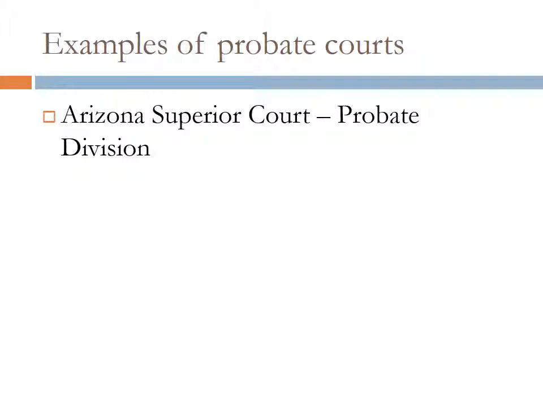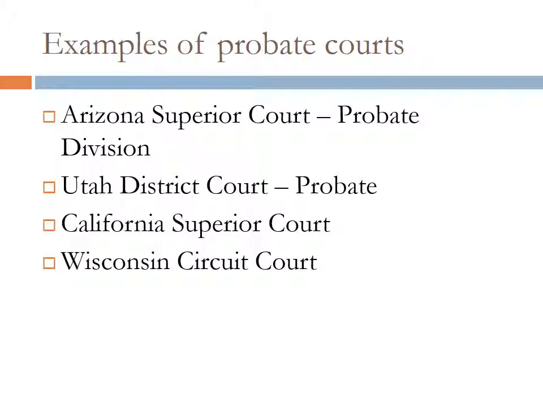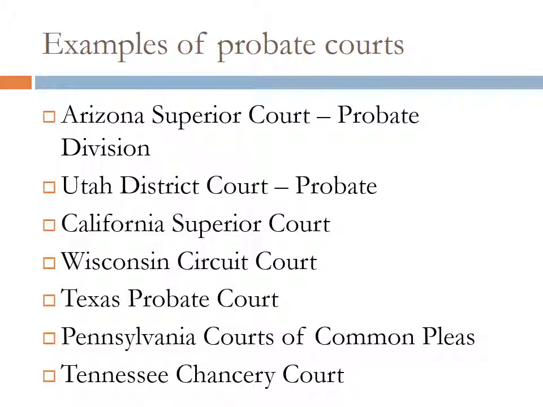In Arizona, they're called the Arizona Superior Court, and it's the probate division of the Superior Court. In Utah, they're called district courts, and there's a probate district court. In California, they're called superior courts. They have jurisdiction over probate. Wisconsin, once again, they're called circuit courts. In Texas, they're called the probate court. In Pennsylvania, they're called the courts of common pleas. And in Tennessee, they're called chancery courts.